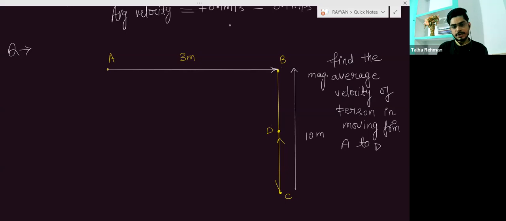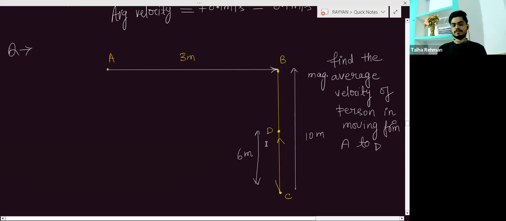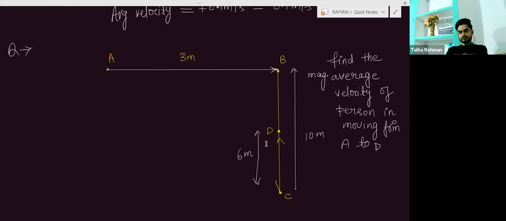10 meter. In returning, he covered a distance of 6 meter. Now find the average velocity. And one more thing is given. Total time is given as 2 hours.